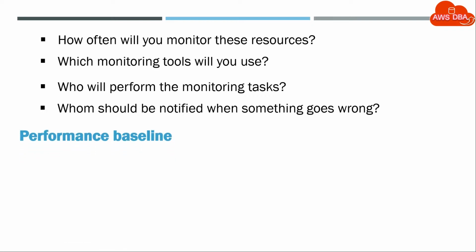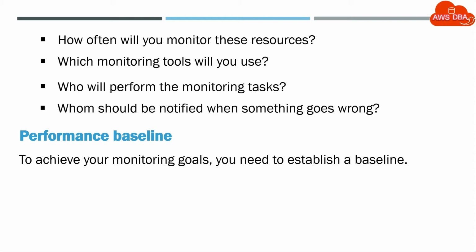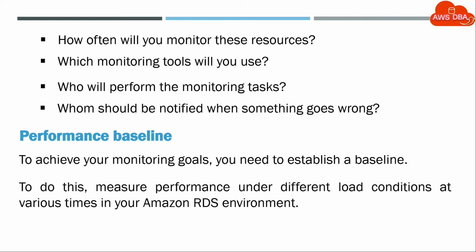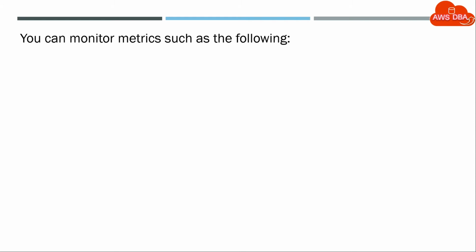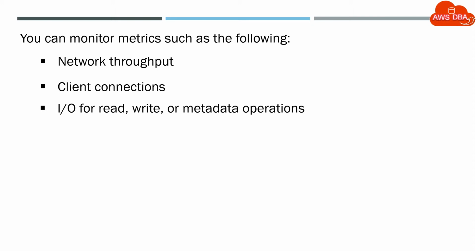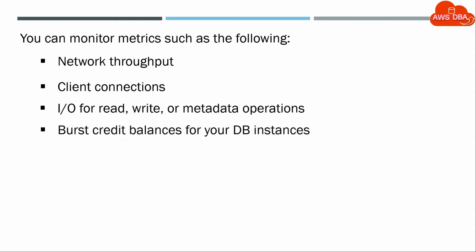Performance Baseline. To achieve your monitoring goals, you need to establish a baseline. To do this, measure performance under different load conditions at various times in your Amazon RDS environment. You can monitor metrics such as the following: network throughput, client connections, I/O for read, write, or metadata operations, burst credit balances for your DB instances.